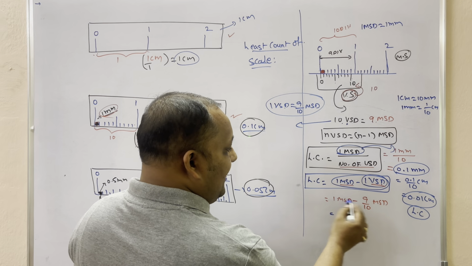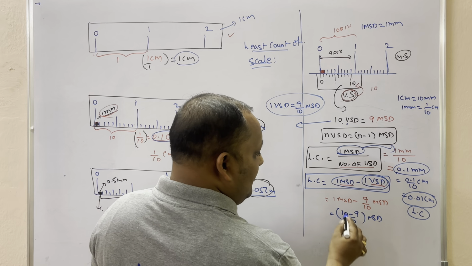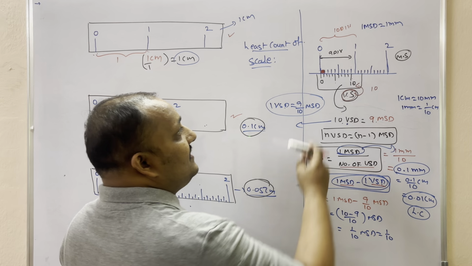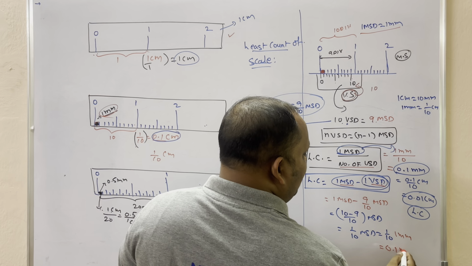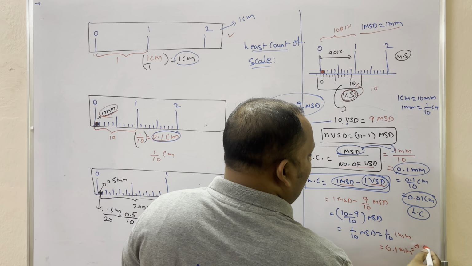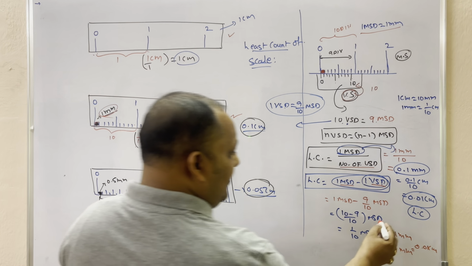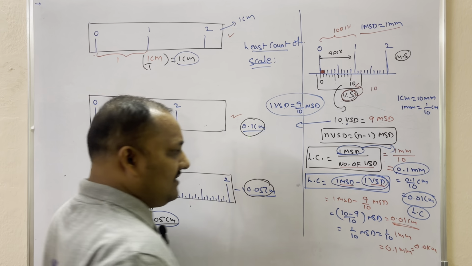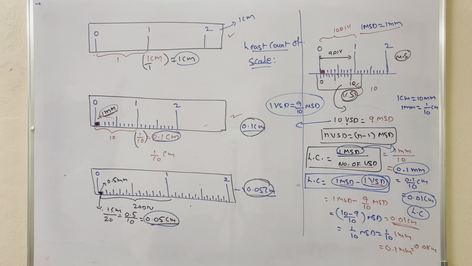Then, taking common, 1 MSD minus 9 by 10 MSD gives 1 by 10 MSD. What is the MSD value we said? 1 MSD is 1 mm. Therefore again 0.1 mm, again 0.01 centimeters. You should do it like this, and again you get the same answer. I am writing it here, maybe it is visible. Yes, it is visible.